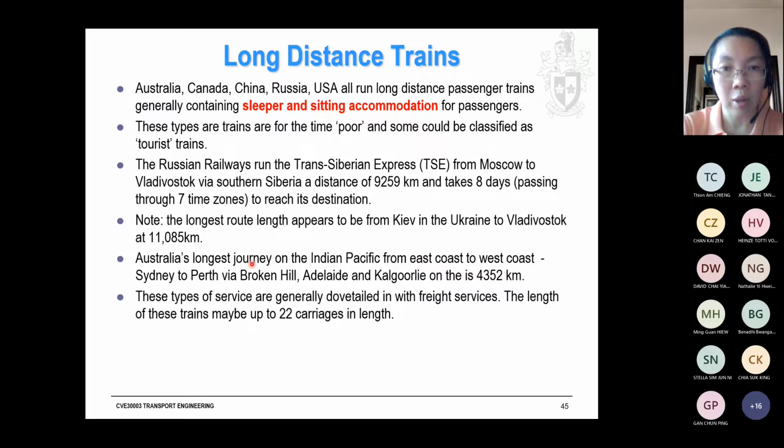Okay, for Australia's longest journey on the Indian Pacific, from East Coast to West Coast, Sydney to Perth, 4352 kilometers. The length of the trains is up to 22 carriages.